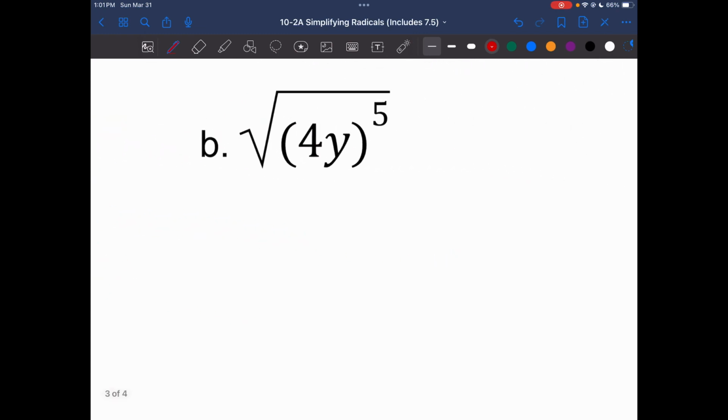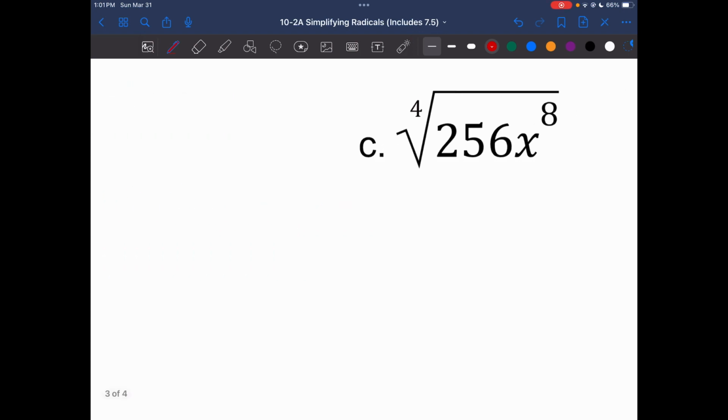So let's look at letter B. We have the square root of the quantity 4y to the 5th. So we have that in parentheses. It needs to stay in parentheses. And we have nothing written in for our radical, so we know that that is going to be a square root. So we have our 5 as our numerator, and then this we assume to be a 2 as our denominator.